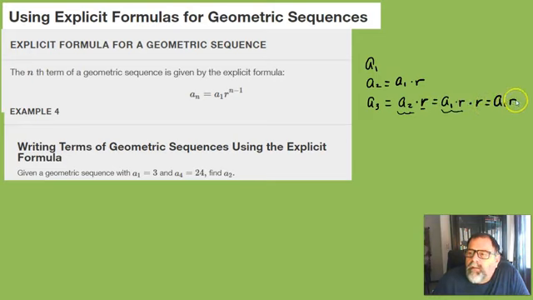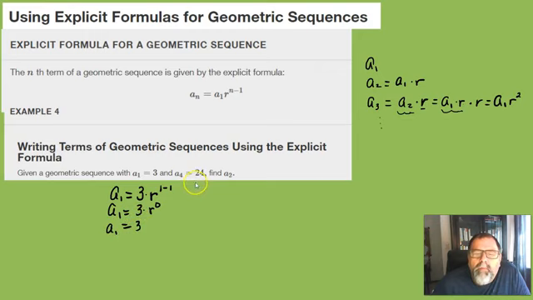Okay, so given the sequence, find a sub 2. Basically, we have to use this formula twice to figure out what r is, and then we can just multiply a sub 1 by r to get a sub 2. So let's see. A sub 1 is equal to 3 times r to the 1 minus 1, which you can see is not really going to help us. So a sub 1 is 3 times r to the 0, which is just 3.